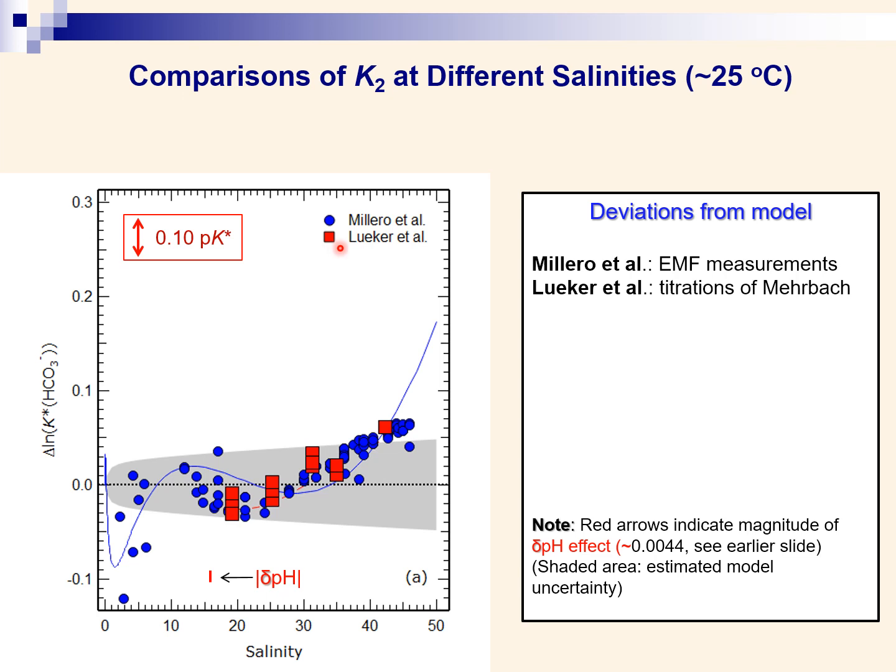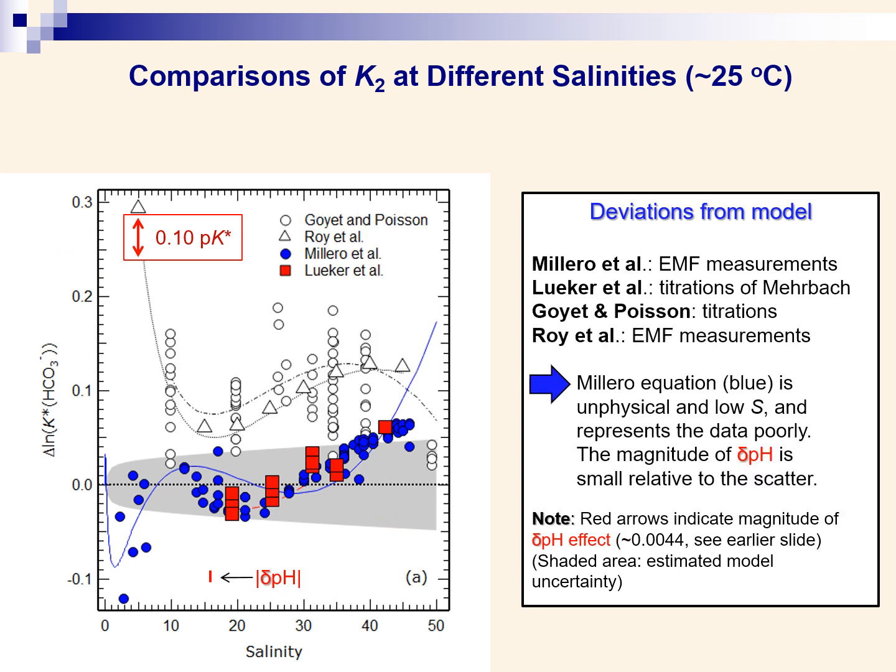Again, our second step is to add the results of Luca et al., the red squares here, and we see that over the common salinity range, they agree well with those of Millero. And again, the story about the scatter in the data is much as it has been on the previous slides. But as was the case for K1, the results of Goyer and Poisson and Roy et al. are rather different from those of the other studies.